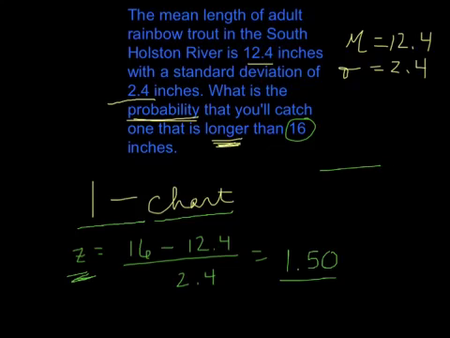Sometimes students will say to me, well, what's the probability that you get one that's exactly 16? Well, that we can't do with this type of problem because we're talking about area. So that's like less than or greater than. You can't have the area of a one-dimensional thing. So that's why the probability of it being exactly 16 is negligible, right? Just so you know. Okay, so 1.50, that's a positive z-score. I'm going to go to the chart and take my complement.